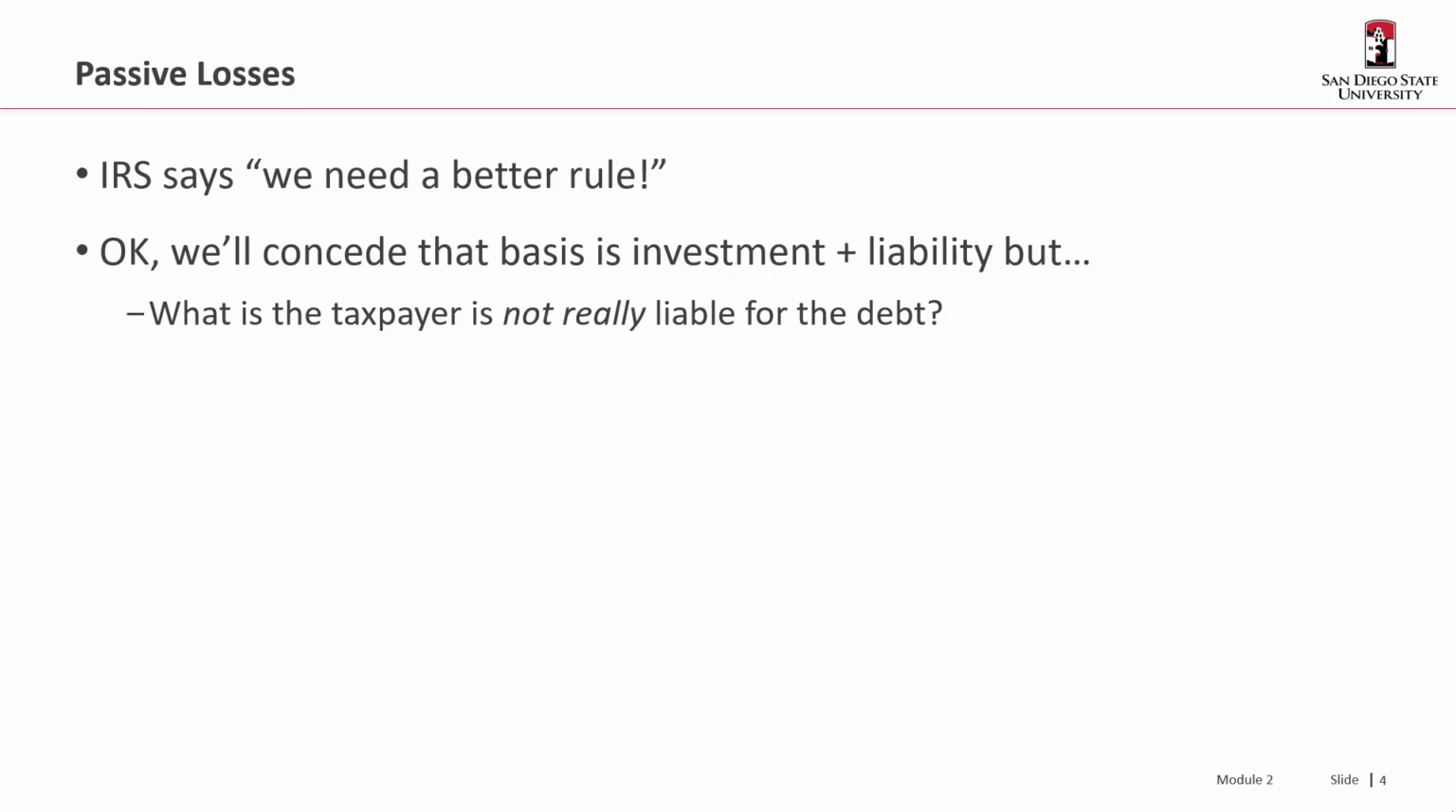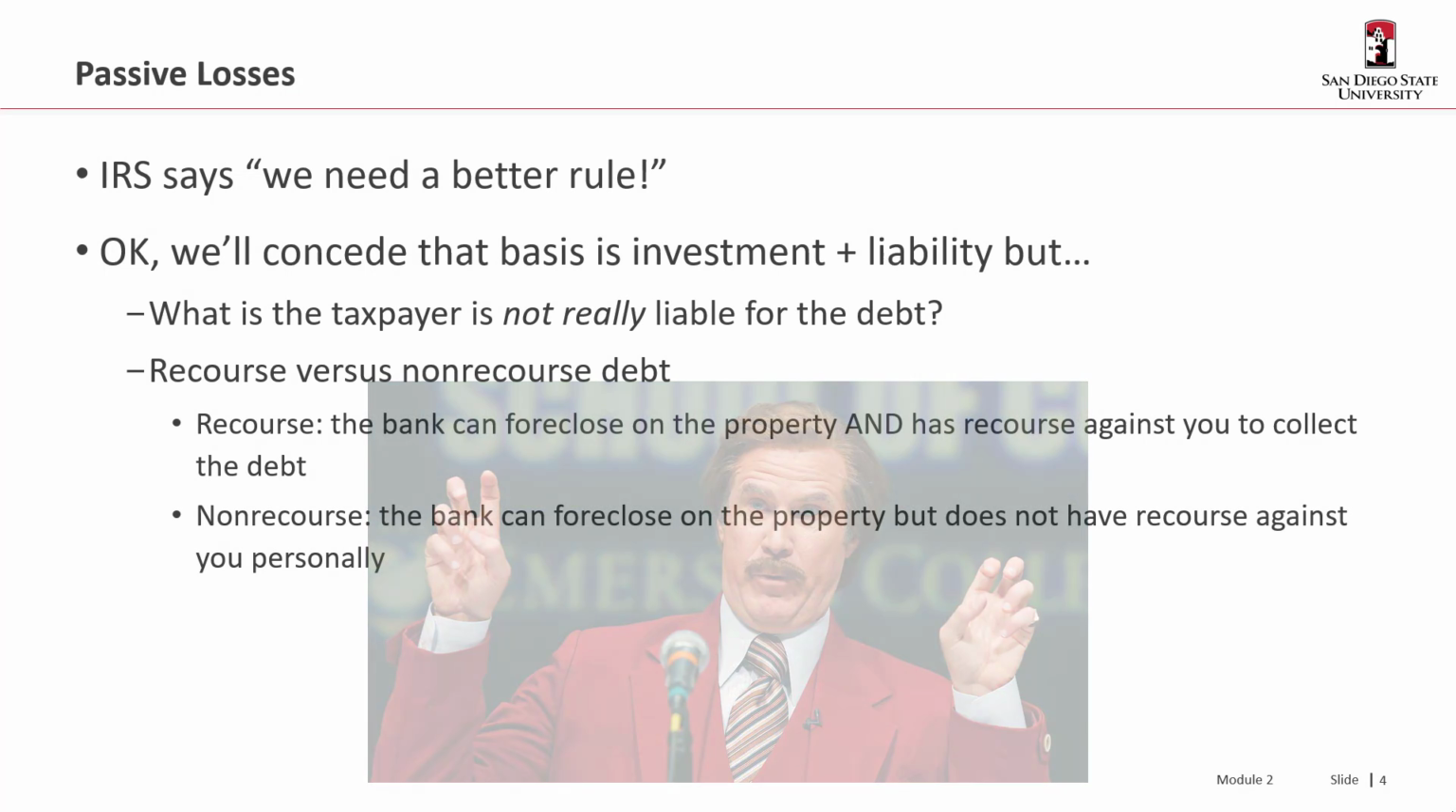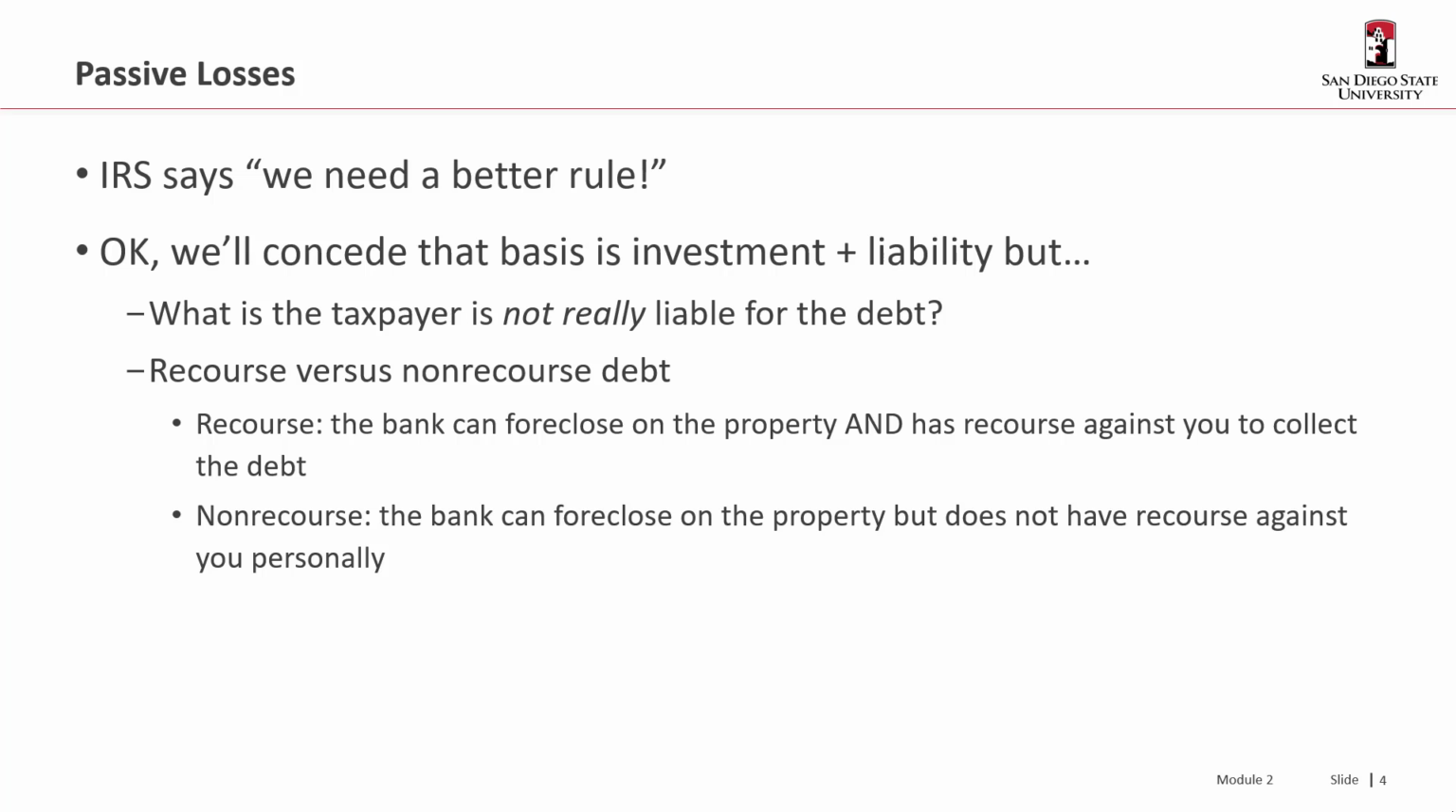And when we talked about this way back when, we said, look, if you borrow money to buy something, you get to include that in basis, and this is no different. But what if the taxpayer is not really, and let's put that in air quotes for a second, not really liable for that debt? So there are two types of debts commonly classified as recourse and non-recourse. And if you've never had a finance course, you may never have heard these terms, but a recourse debt simply means that the creditor has recourse against you personally.